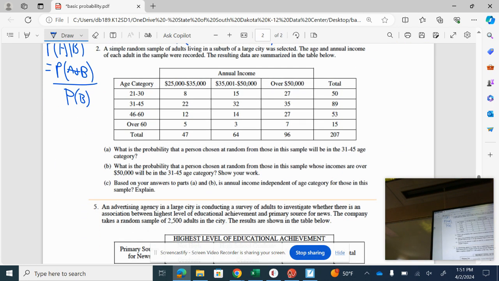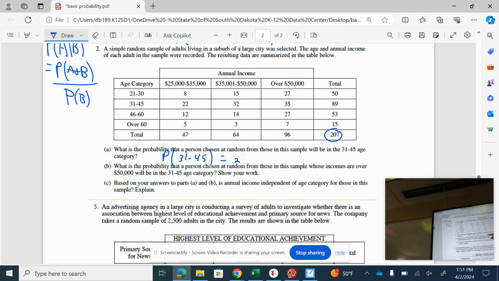Let's come down to number 2. A simple random sample of adults living in a suburb of a large city was selected. The age and annual income are given. Let's jump to part A. What's the probability a person chosen at random from those in the sample will be in the 31 to 45 age group? So that's saying out of the total probability, they're in 31 to 45.